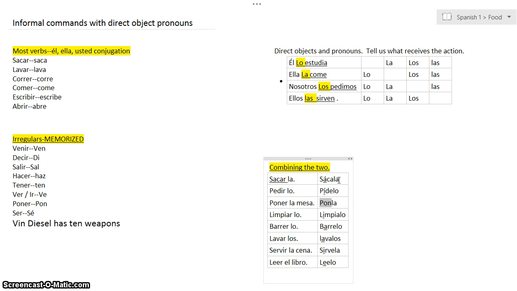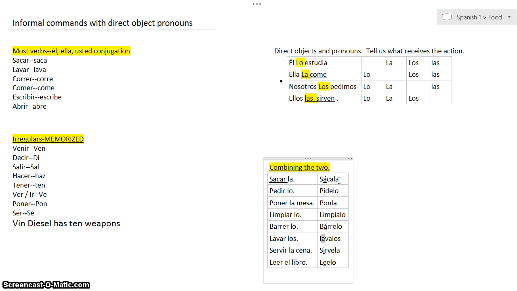Ponla, 2 syllables. There's no accent on this one because it's only 2 syllables. We're going to put that emphasis on the third to the last syllable, so we'll just keep that one like that. Límpialo, 3 syllables. So we say lo, limpia. Emphasis is on the third to the last syllable, which is this one right here, the limpia. Emphasis is on the third to the last syllable.